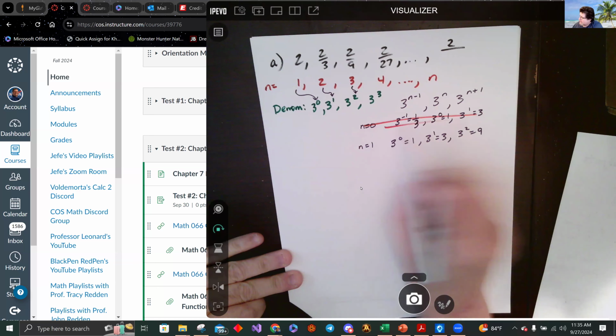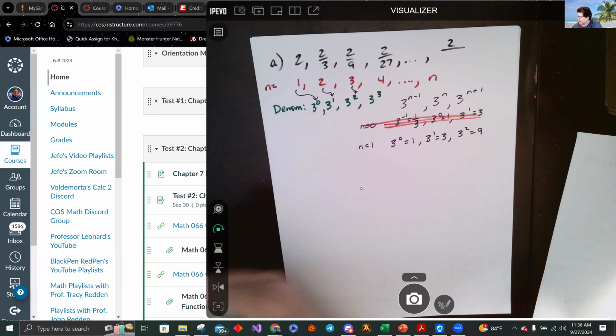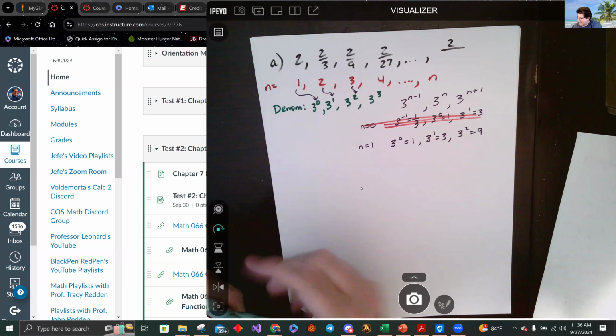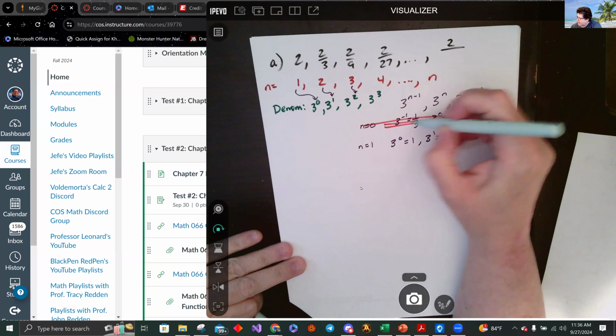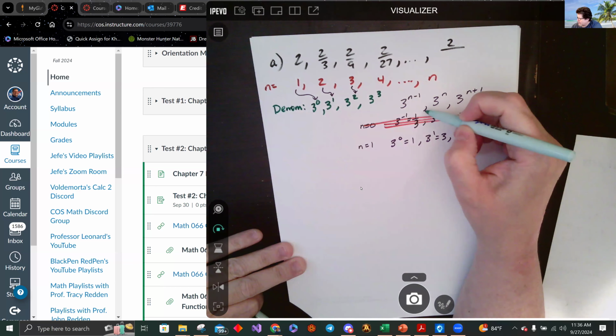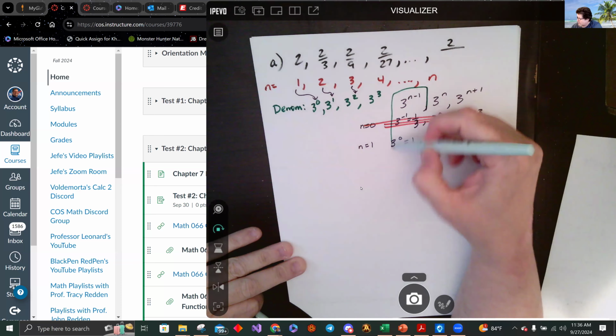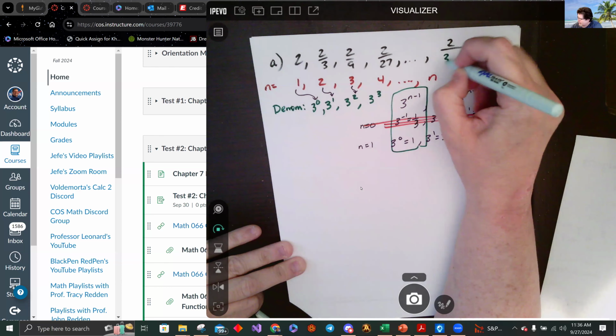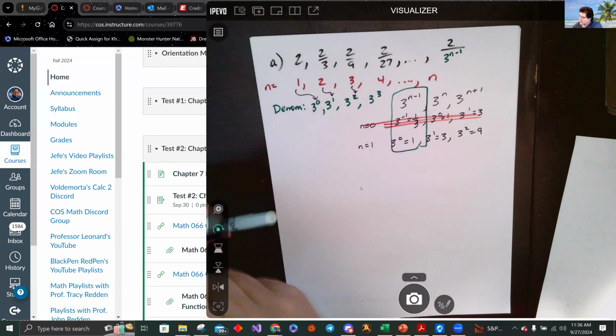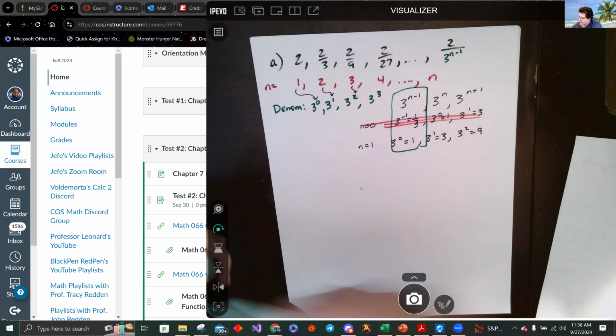Sometimes we start with 0. This is though, not generally. The one that matches up with what I want here is this one. N equals 1. I need the denominator to be 3 to the 0. So I'm going to put 3 to the n minus 1 in here and throw my curly braces on it.